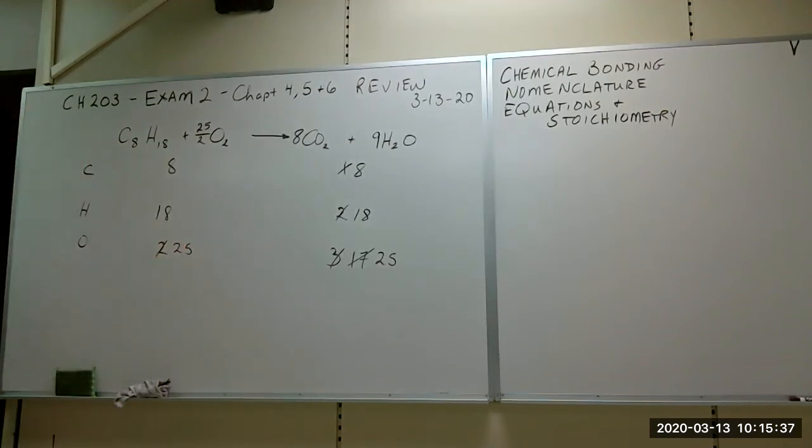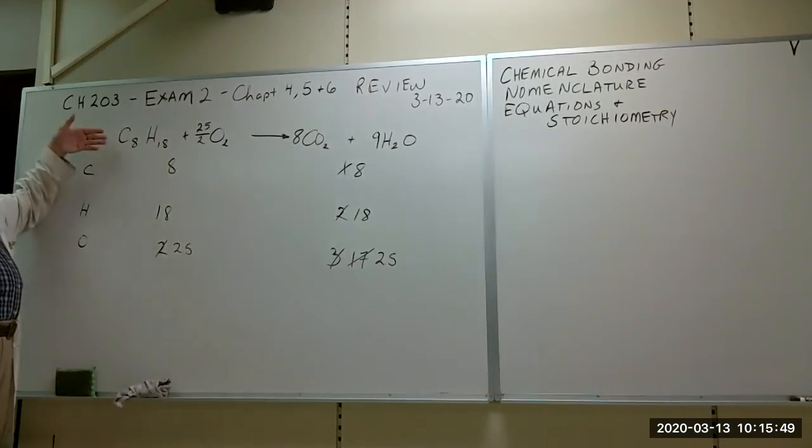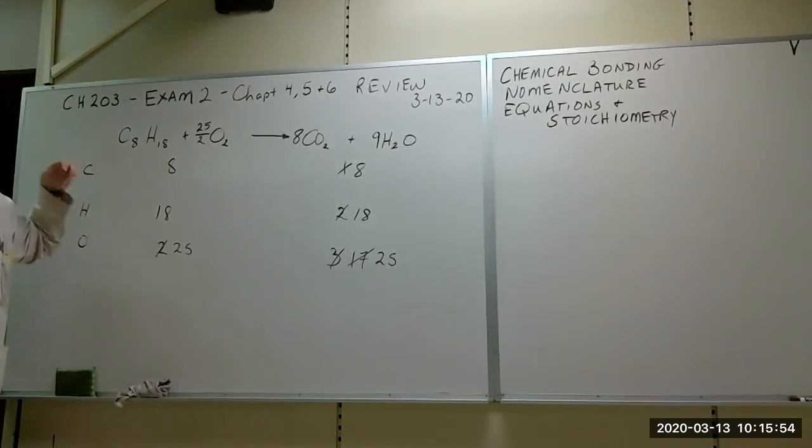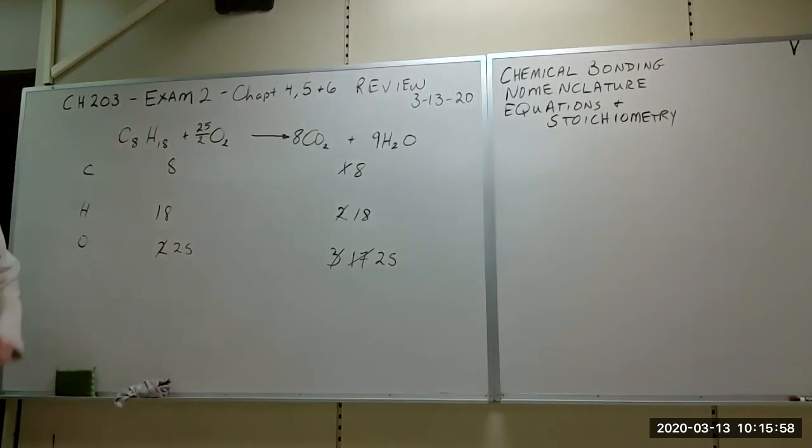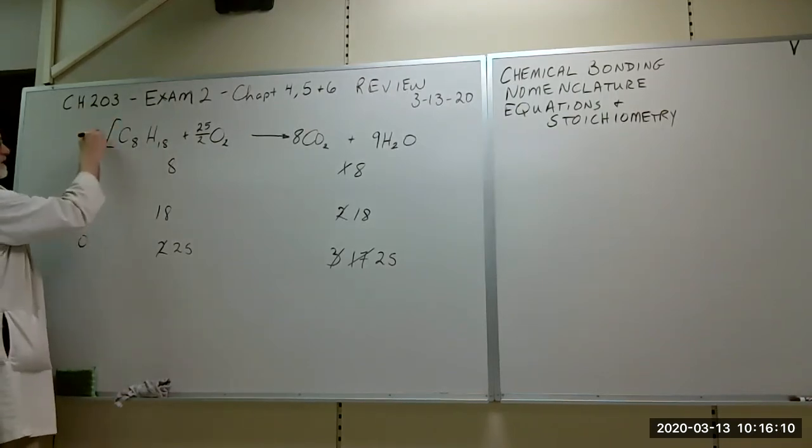Okay? Now, technically it's balanced, but it's not the way we want it. We want whole numbers only. Because if you're talking about atoms and molecules, who ever heard of half a molecule? Right? Now, if you're talking about moles, yeah, you could get by with that. But we want whole numbers anyway. So how do you get rid of the fraction? Multiply by the denominator. That would be a 2.